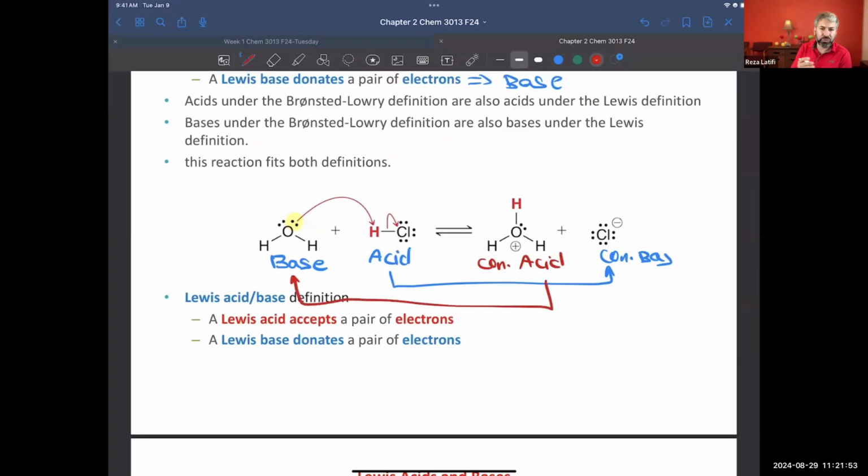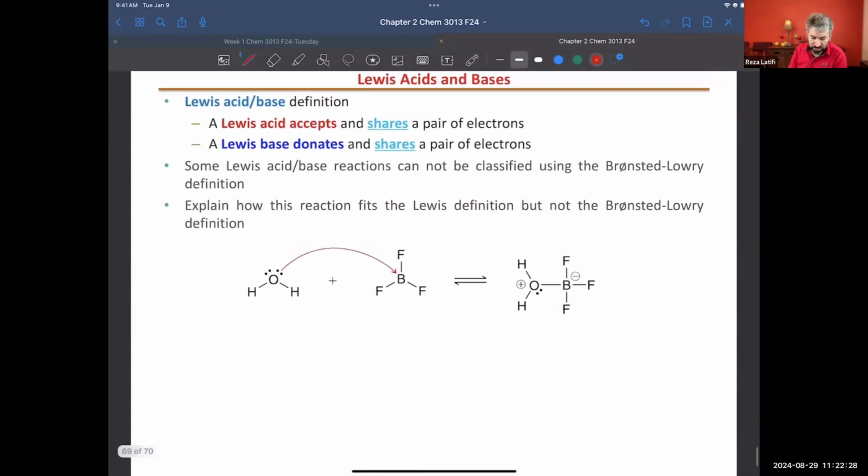Now, if we are talking about Lewis acids and Lewis bases, H plus does not have an electron. H plus is accepting electrons, so I'm going to call it the Lewis acid, and this is going to be the Lewis base. The one that's donating the lone pair will be the Lewis base, and the one that's accepting the lone pair, H plus, will be the Lewis acid.